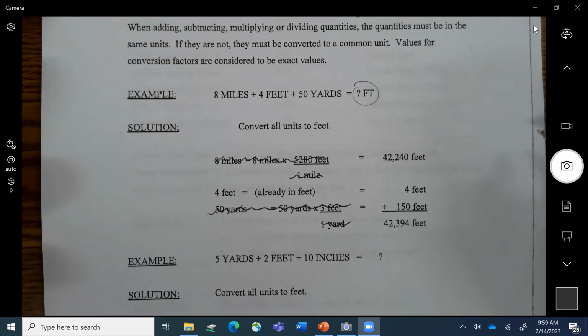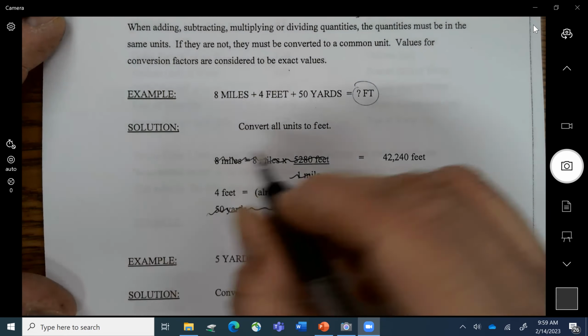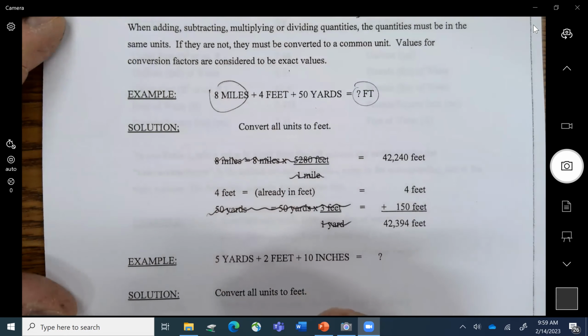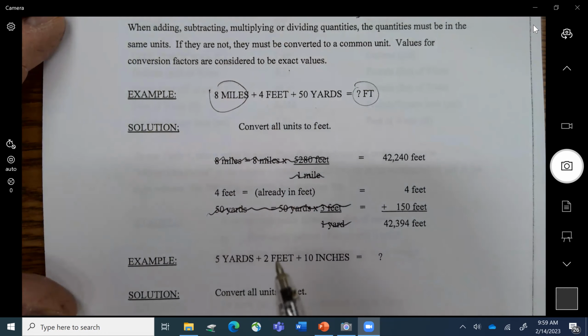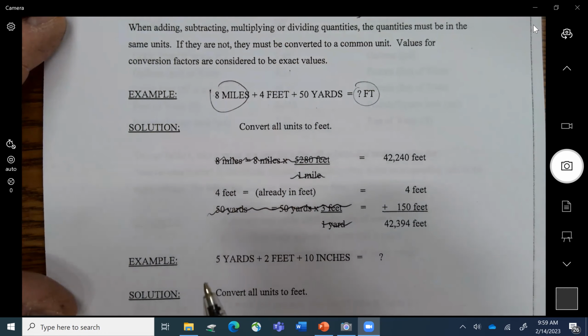Most of you have at some point, all right? So the very first thing I'm going to start with is 8 miles. With unit conversions, it's really like a 3-step process, maybe 4-step. It just kind of depends.